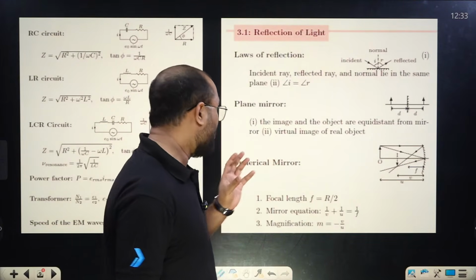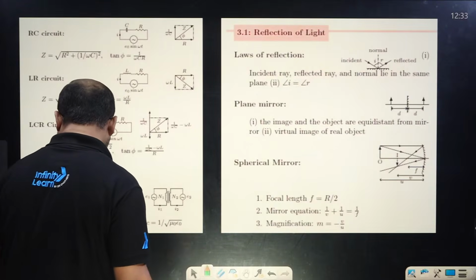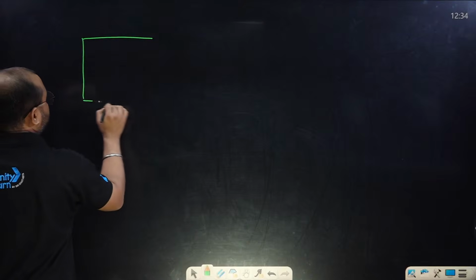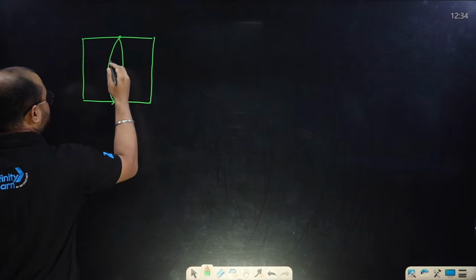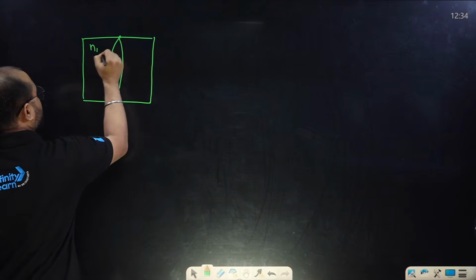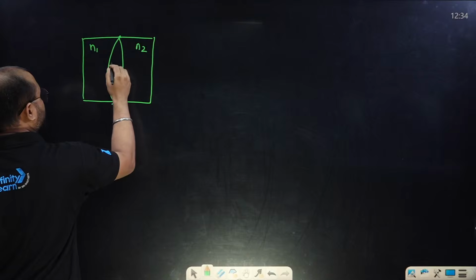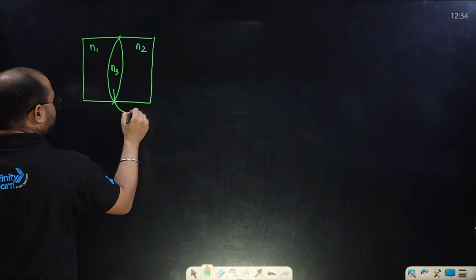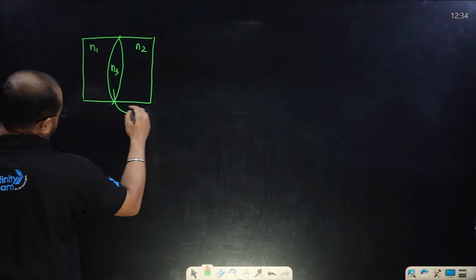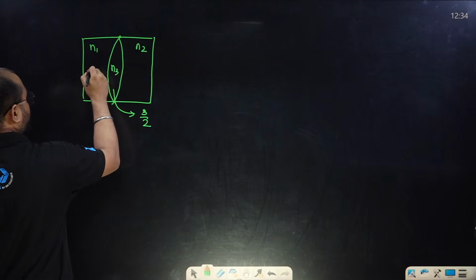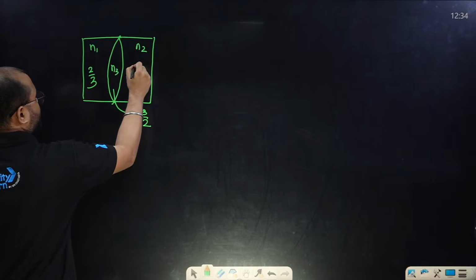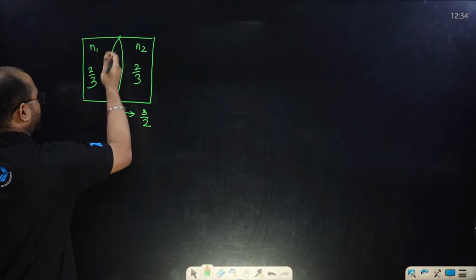But always be mindful when you have questions related to the combination of lenses. For example, this type of question might be given to you: this is going to be N1, this is N2, this is N3. It will have some other values. Let us suppose it is 3 by 2. These two are the same, let us say 2 by 3. It is also 2 by 3, or might be changing. So how to solve this?